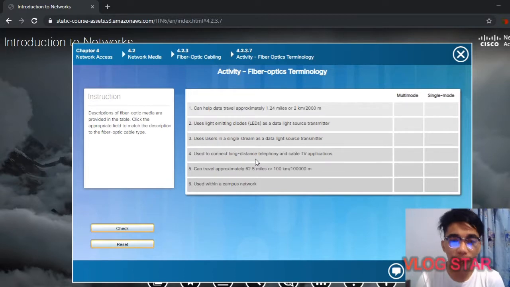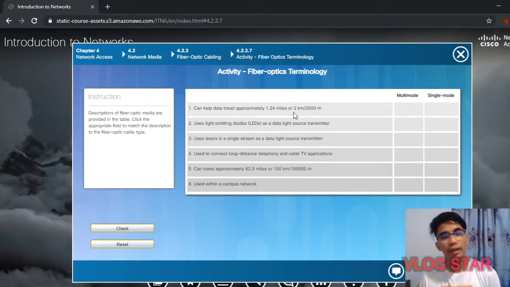Now we're on the fourth activity of this chapter. The fourth activity is the fiber optic terminologies. As I've said earlier, there are two types of fiber optic, the multi-mode and the single mode. And I somewhat already know the characteristics and description of those two types. So let's answer. Can help data travel approximately 1.24 miles or 2 kilometers or 2,000 meters.